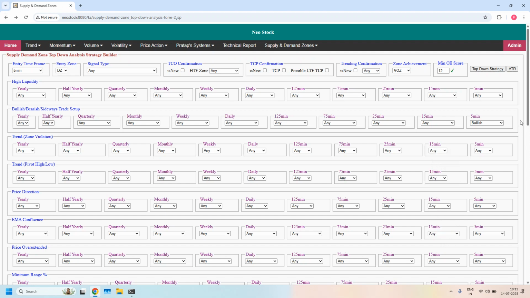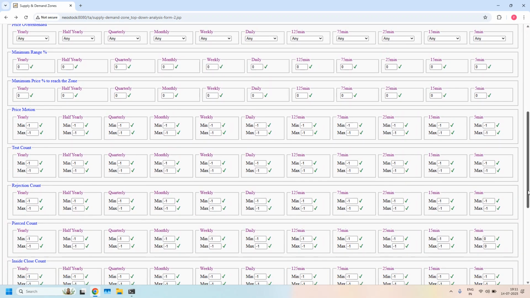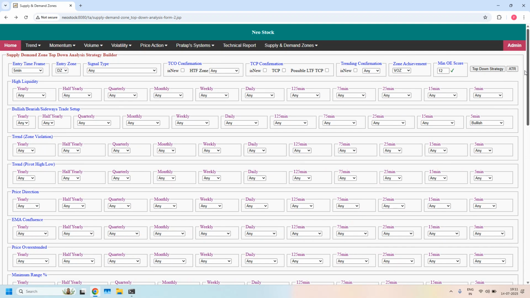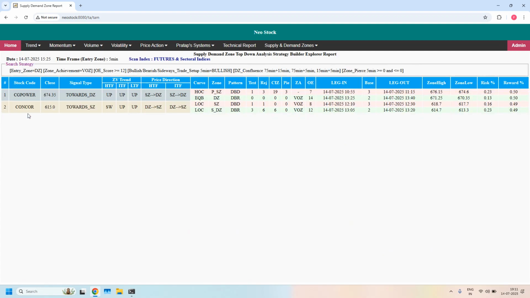That is 5 minutes, 15 minutes and 75 minutes demand zone confluence. 3 filters. First filter is enabled. Next 5 minutes and 75 minutes demand zone confluence. 15 minutes and 75 minutes demand zone confluence. With all the 3 filters, we got 2 stocks.